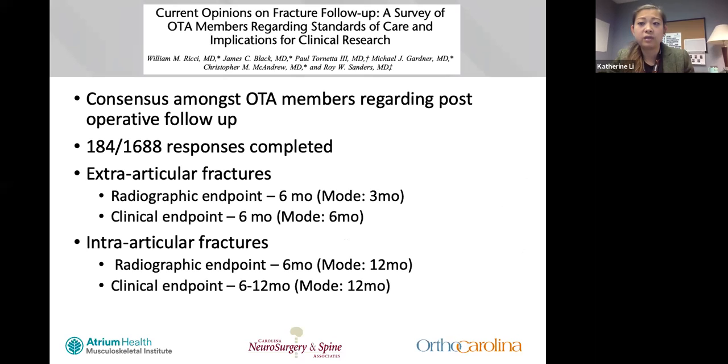But of those, they found that generally for extra-articular fractures, radiographic and clinical endpoint was about 6 months for the respondents. And for intra-articular fractures, the most common response for when they would be allowing their patients for discharge would be 12 months. So they concluded that most orthopedic trauma research studies should probably end at the 6-month mark, but should not expect patients to follow up past the 12-month mark. Knowing this, I wanted to see where we stood.